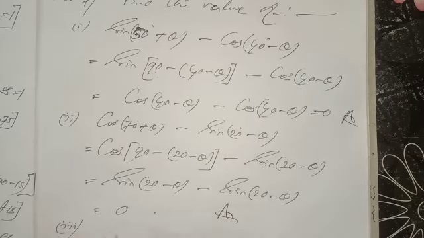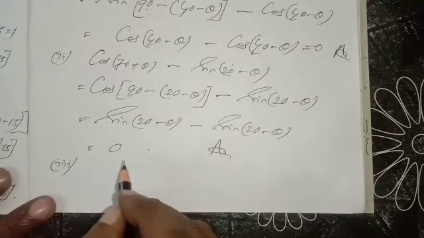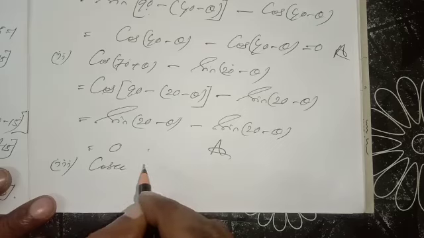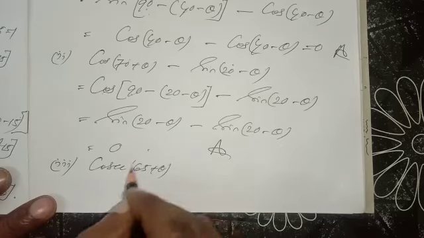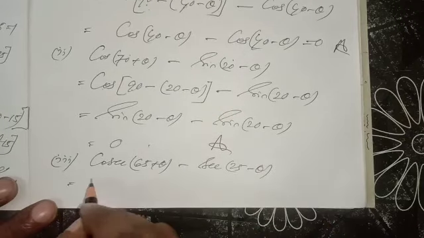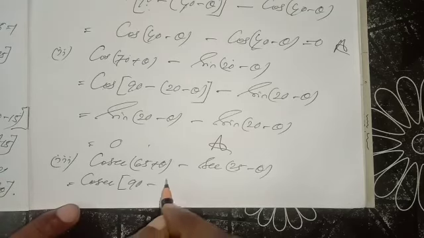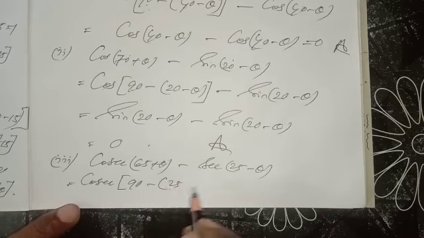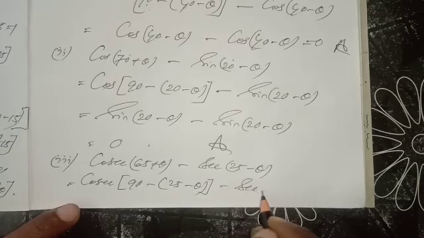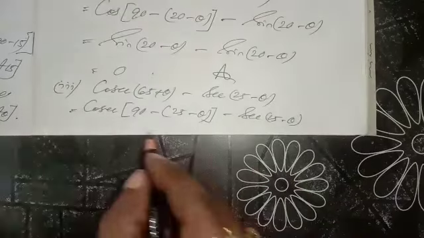The last part of this question, just to see. Third part, it is given cosec 65 plus theta minus sec 25 minus theta. In the same way, you have to break. Cosec 65 plus theta means cosec of 90 minus, inside the bracket write 25, because 90 minus 25 will give 65, and here plus theta means I write minus theta because of the minus sign. Minus sec 25 minus theta. Okay. After that, just apply the formula here.